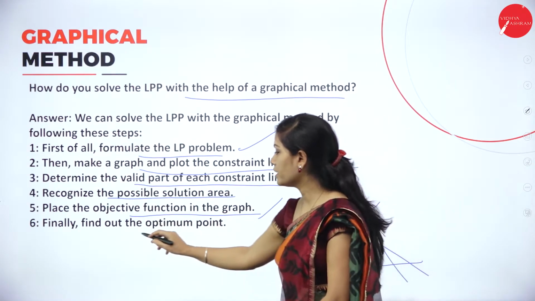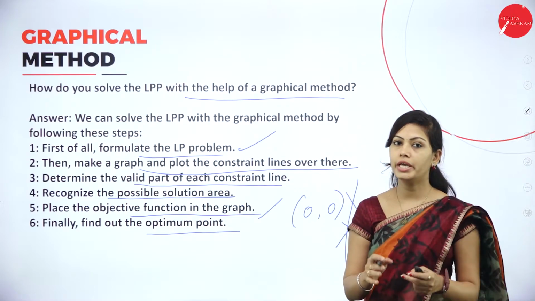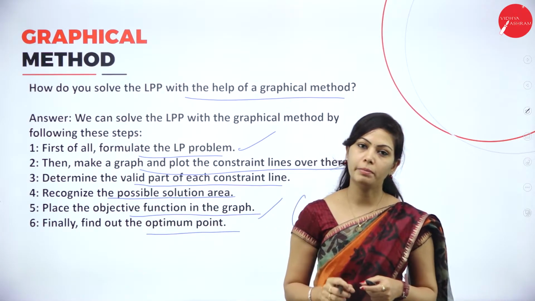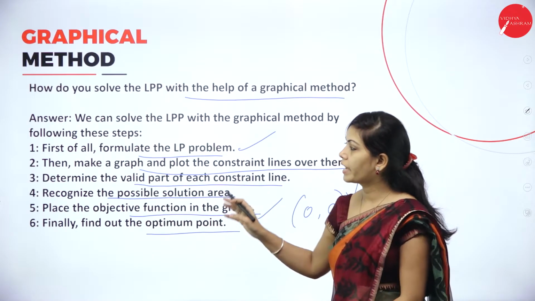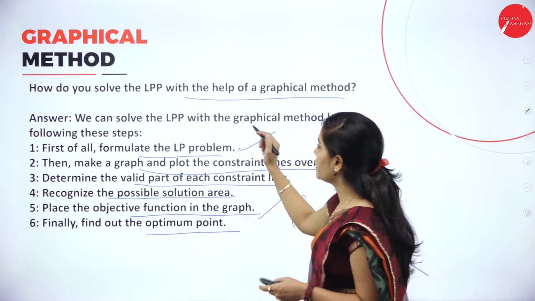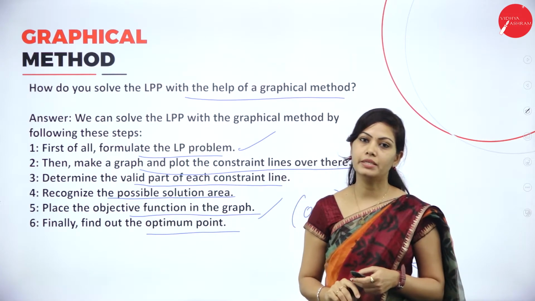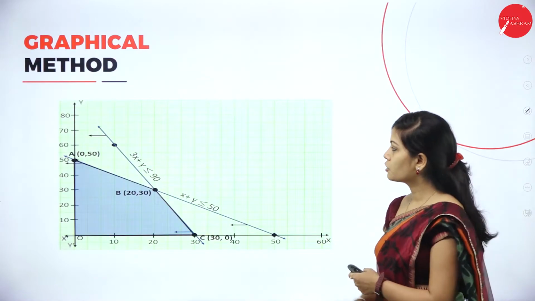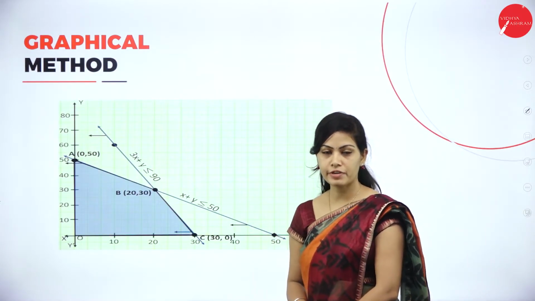And the last step, finally find out the optimum point. Already I have told you that. So using the corner points, we can find the optimum point. So these are the steps we have to use to solve LPP by the graphical method. So now I will show you with an example. So this is an example for the graphical method.